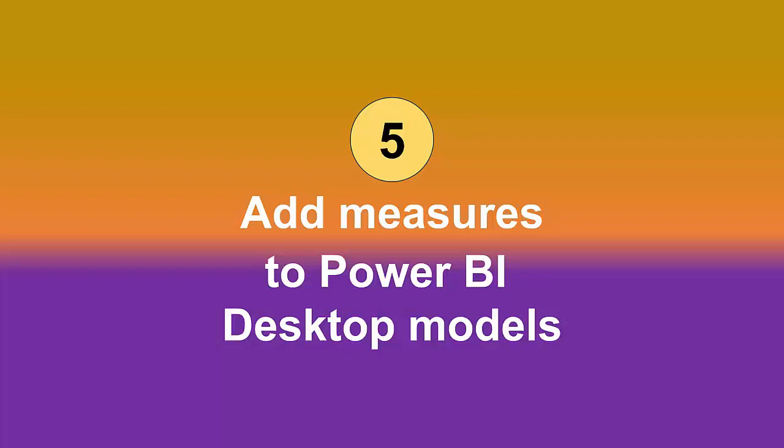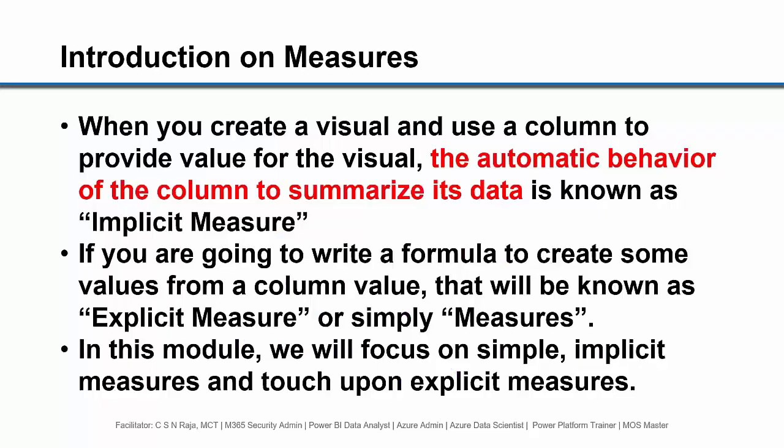We will now discuss Module 5 to check how to add measures to Power BI Desktop models. When you create a visual and use a column to provide value for the visual, the automatic behavior of the column to summarize its data is known as an implicit measure. If you are going to write a formula to create some values from a column value, that will be known as an explicit measure, or simply measures. In this module, we will focus on simple implicit measures and touch upon explicit measures.